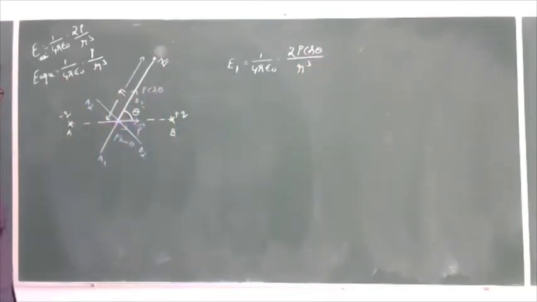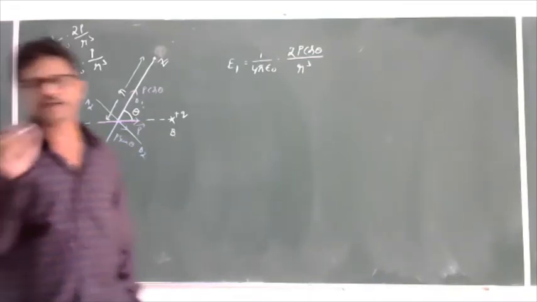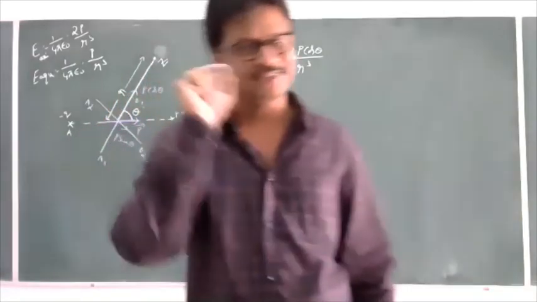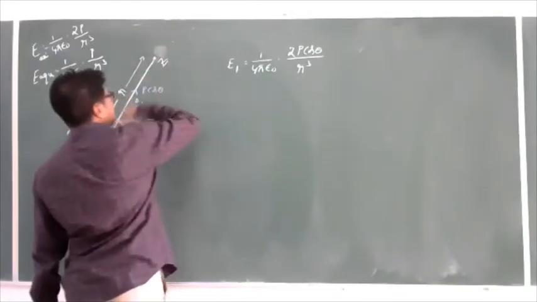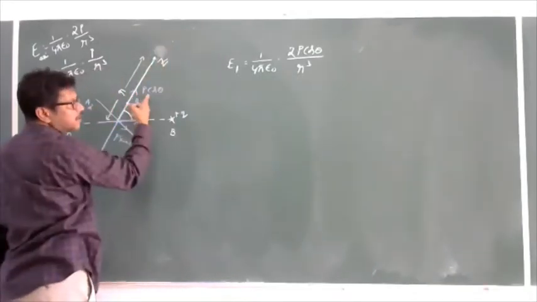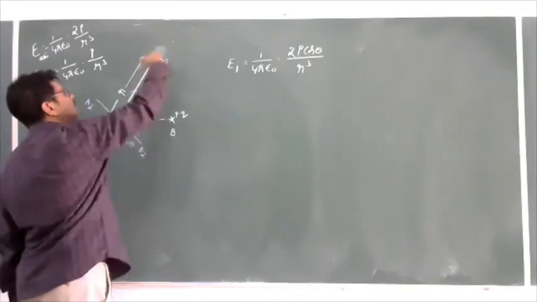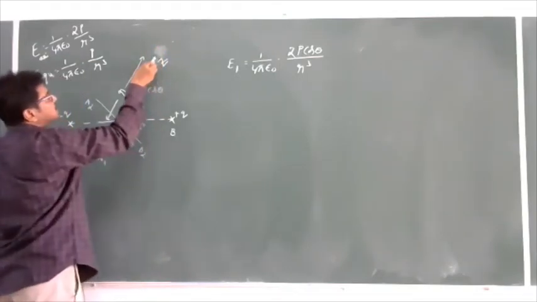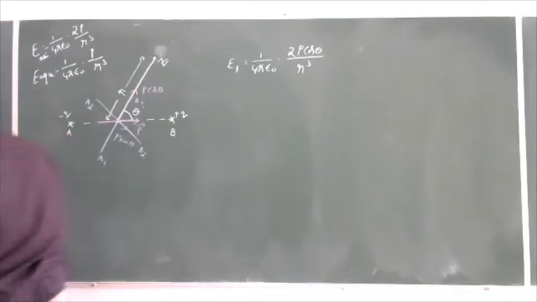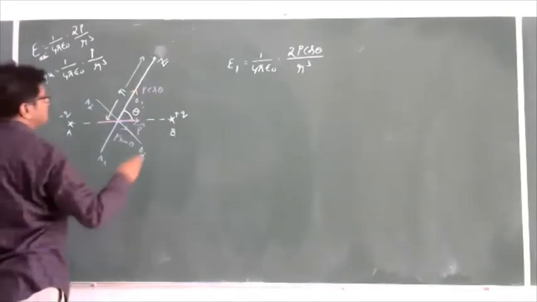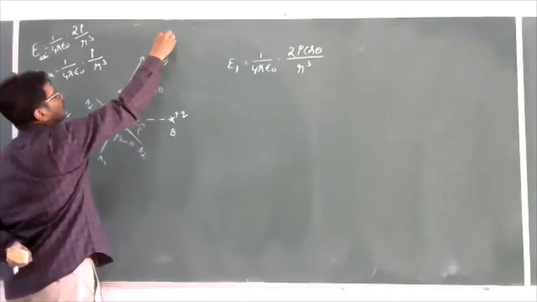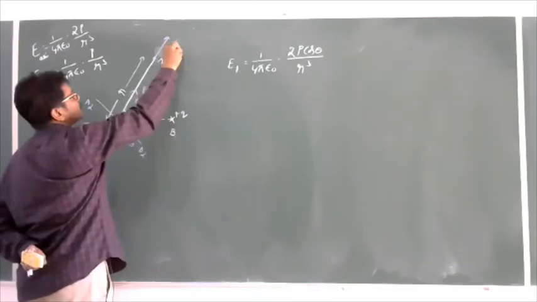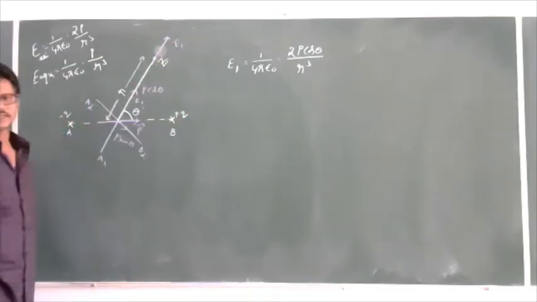In what direction will it act? What is the direction of electric intensity at any point on the axial line of an electric dipole? Same direction as that of the dipole moment. What is the direction of dipole moment P cos theta here? In this direction. So the electric intensity will also act in this direction, called E1.